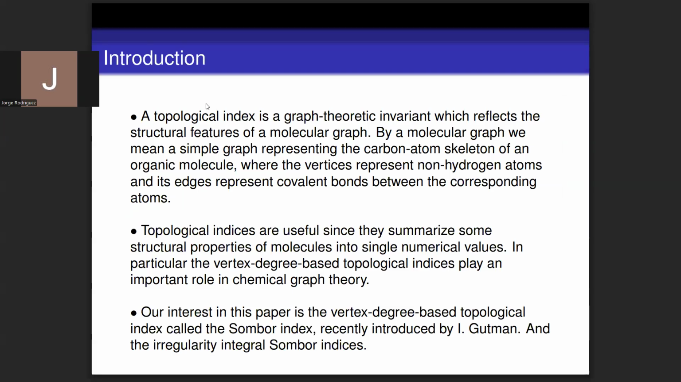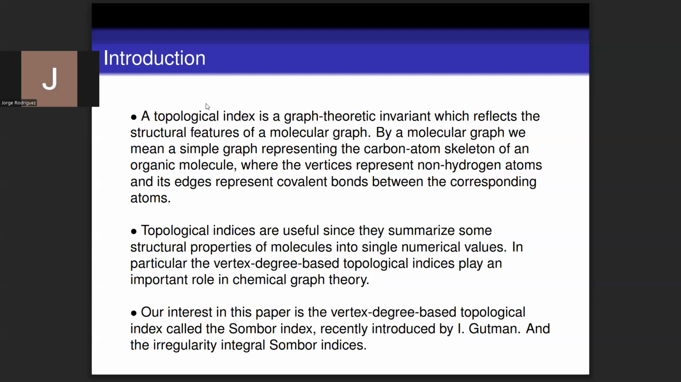First, a topological index is a graph theoretic invariant which reflects the structural features of a molecular graph. What do I mean by a molecular graph? A molecular graph is simply a graph representing the carbon atom skeleton of an organic molecule, where the vertices represent non-hydrogen atoms and its edges represent covalent bonds between the corresponding atoms.